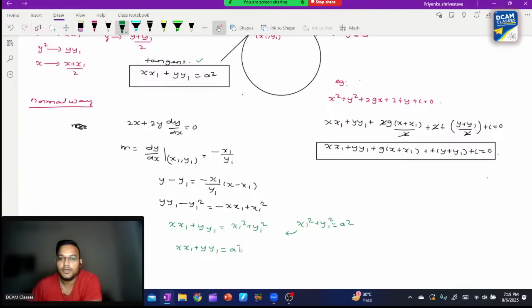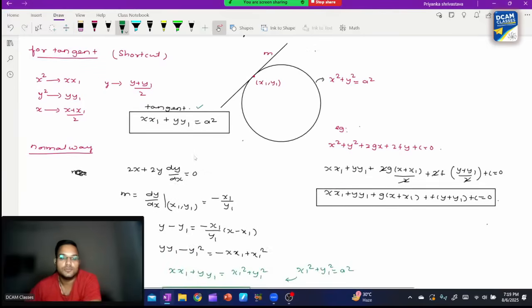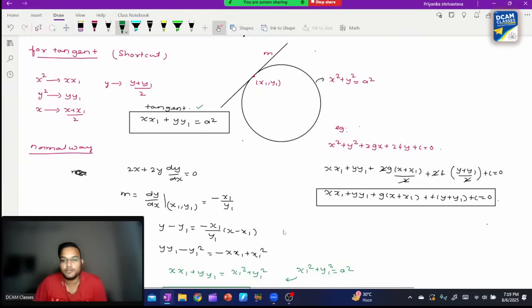So in short, what I'm trying to say here is, whether you find the equation of the tangent using your normal way or the shortcut one, whichever suits you best, use that to find the equation of the tangent. Both methods are with you, you can use any one. Clear to everyone? Just see properly both the ways: the shortcut method to find the equation of the tangent, and the normal way to find the equation of the tangent.